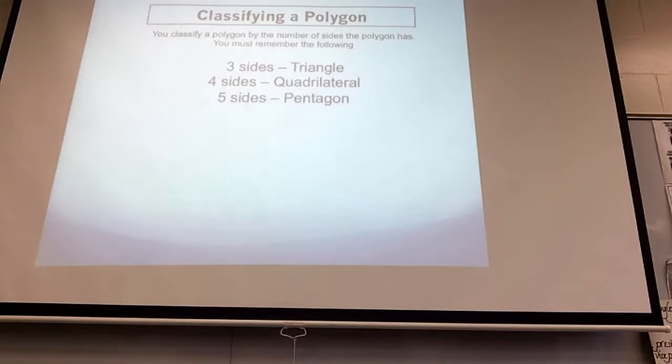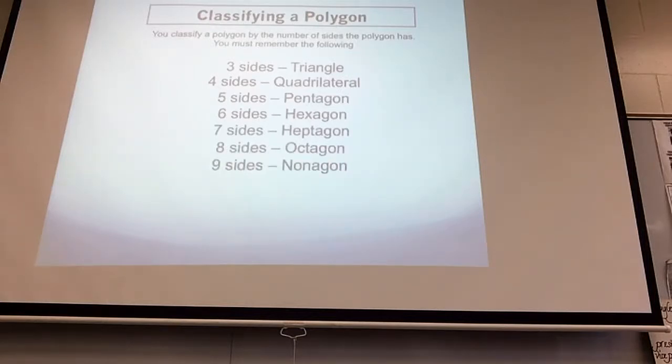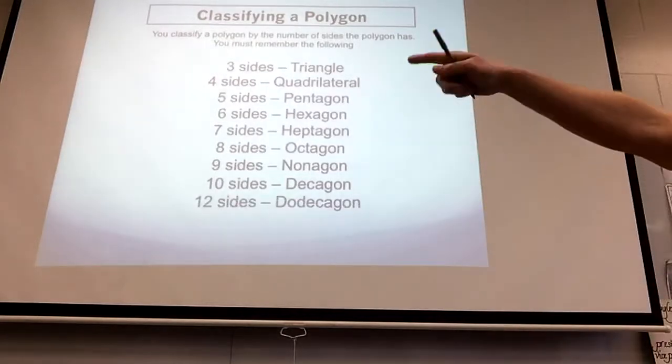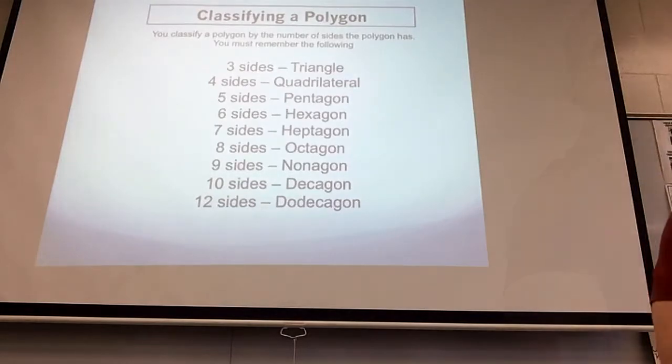After that, you've got 6 sides. You know what that is? Hexagon. What about 7? Heptagon. Octagon would be your next one. That's 8. Nonagon is 9. 10 sides would be your decagon. And then the only other one you have to know by name is 12. 12 is dodecagon. These are the ones that you're expected to know by name.